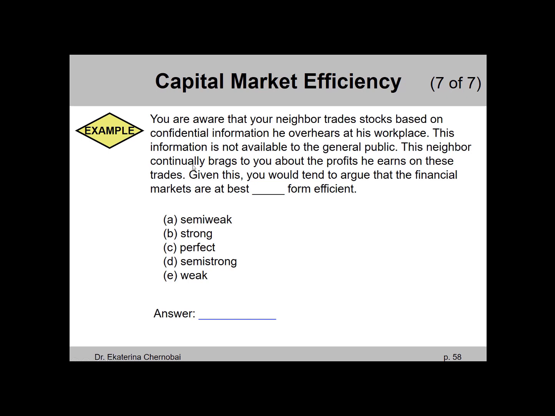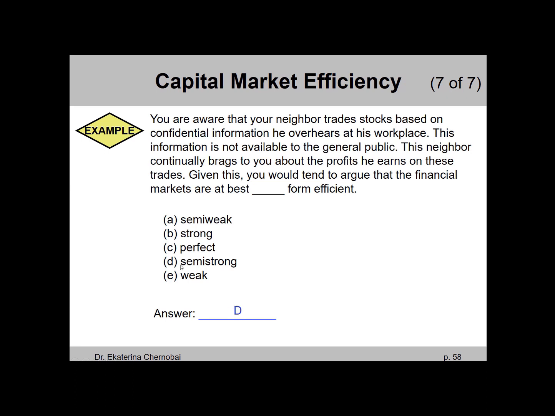This neighbor continuously brags to you about the profits he earns on these trades. This is the important sentence. He brags to you about all the profits he earns on these trades based on the inside information. So he makes a profit based on the inside information. Given this, this implies that the financial markets are, at best, blank form efficient. What's the right answer?